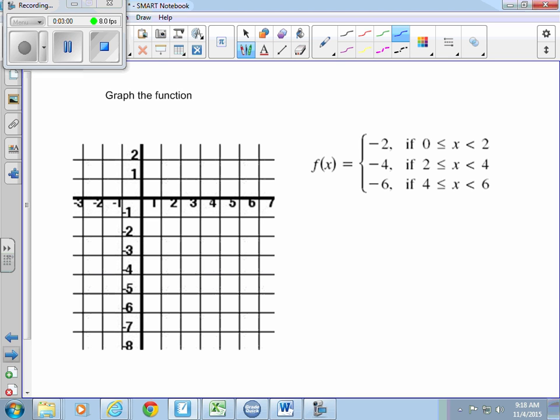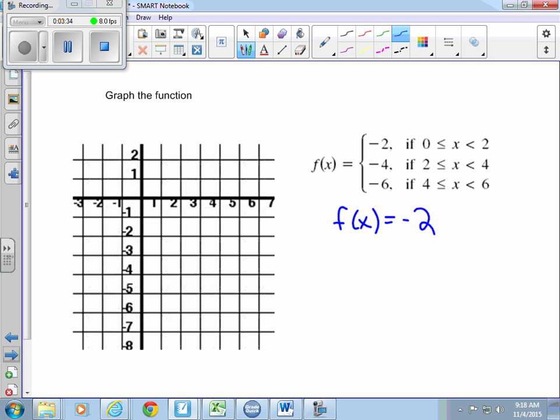Okay, so I have three different functions here, but they are all one function, and that's a little strange for our brains to think of. But f of x is made up of three pieces. F of x is a function, and how this reads, f of x equals negative 2 if x is between 0 and 2. Does everyone see how it reads like that?